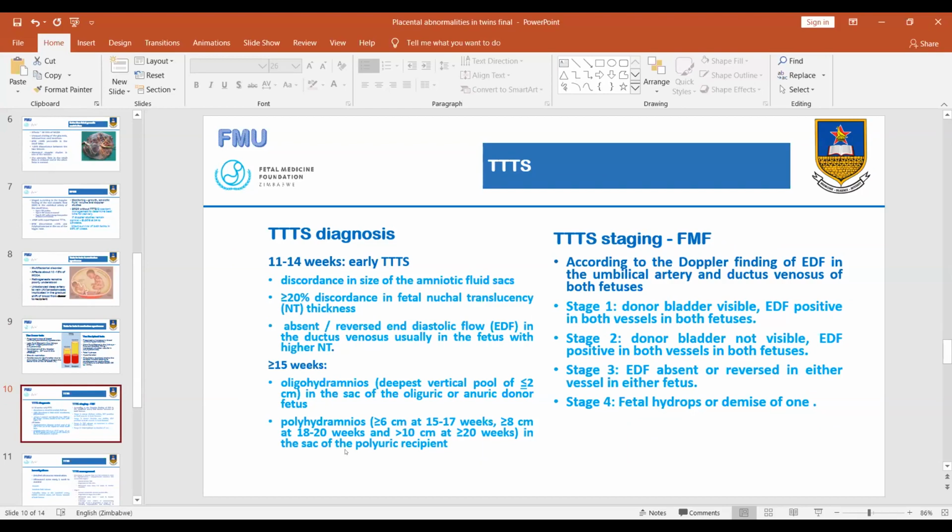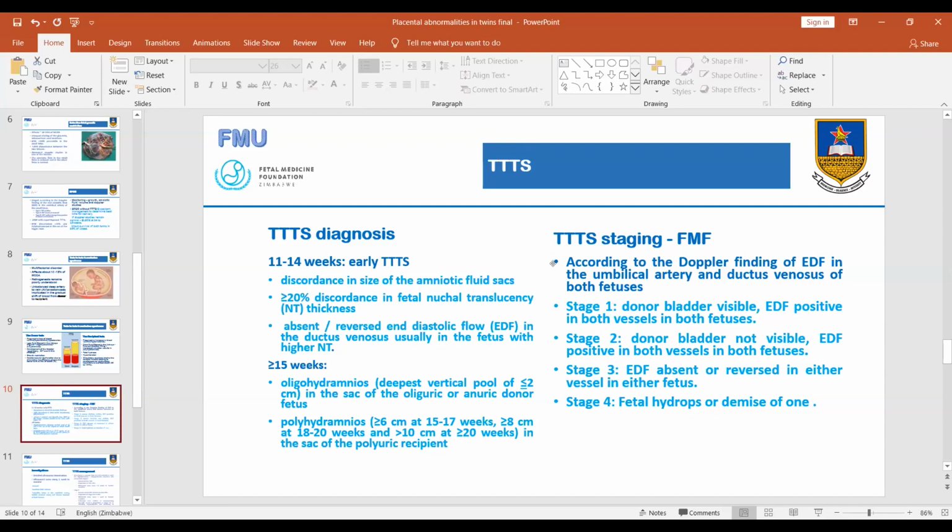After 15 weeks, it's a bit easier to pick twin-to-twin transfusion syndrome, because in this case, we are just looking at the differences in the amniotic fluid volumes in the donor twin and the recipient twin. Donor twin will be having oligohydramnios, and the recipient twin will have polyhydramnios. Of course, the cutoff limits for polyhydramnios are different for the gestational ages. Up to 17 weeks, we use greater or equal to 6 centimeters, and from 18 to 20 weeks, we use about 8 centimeters, and after 20 weeks, we use 10 centimeters.